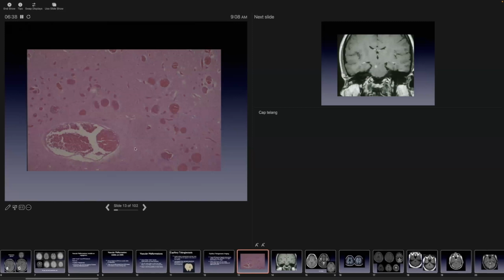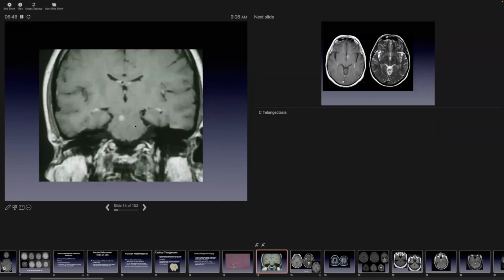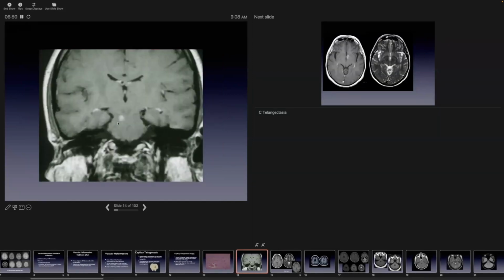This is what the histology of a capillary telangiectasia looks like. Again, dilated capillaries. You can see the red blood cells in here with normal brain intervening. This is what a typical capillary telangiectasia looks like on MR imaging. So here you can see this area of enhancement in the pons, and you can see why these can be difficult in patients with metastatic disease, where this is exactly what you're looking for, an enhancing focus.